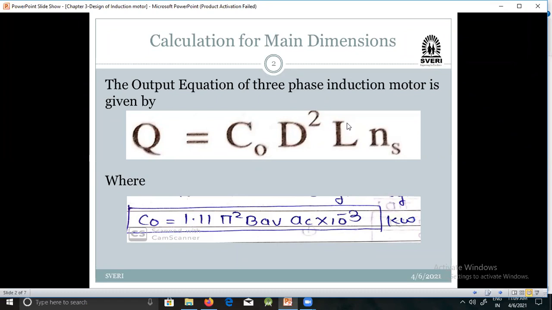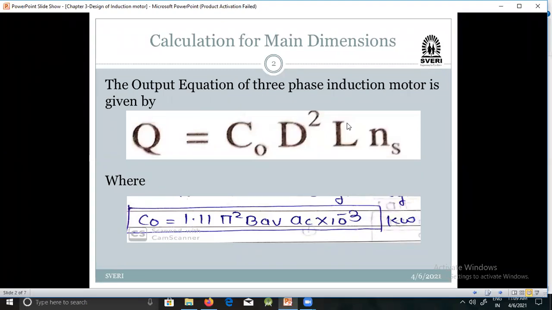Now this is one of the formulas that we are having as a reference with us, that is C0 d square L ns. Now by using this formula we have to find out the value of D and L. Now see how to find out this value, that we are going to see in the calculation of the main dimensions. Okay, now see, first of all, C0 d square L ns, where C0 is nothing but the output coefficient whose value is given by C. I have given it there at the bottom.